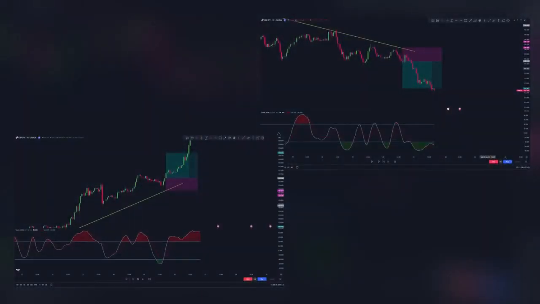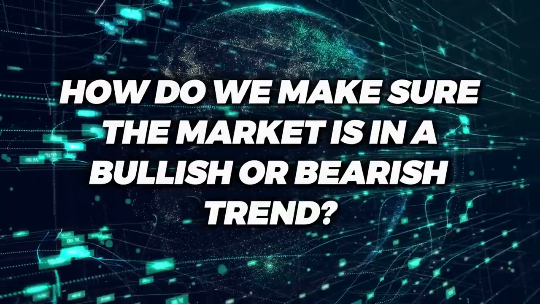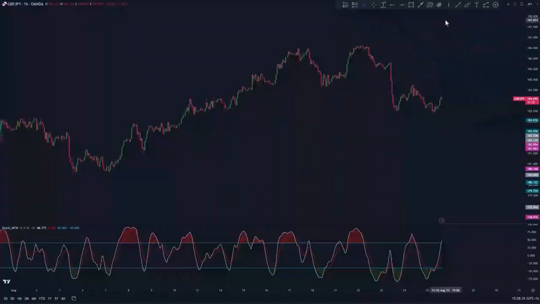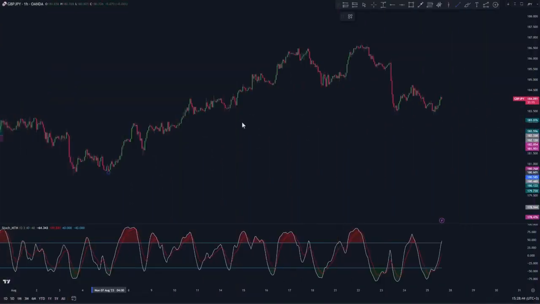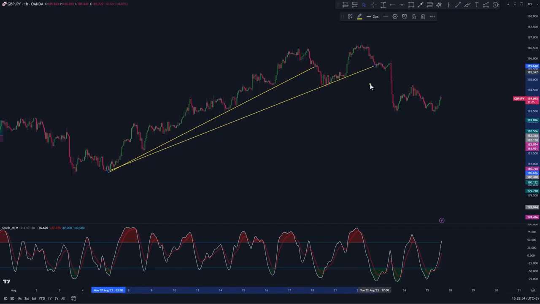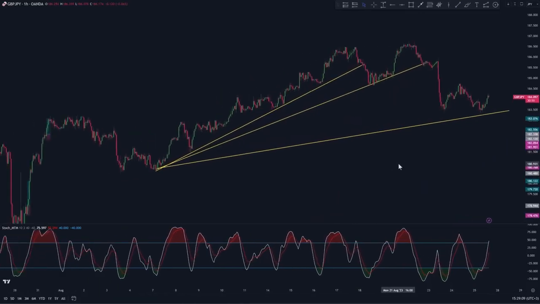Now, looking at these two trade examples, you will notice that they were both taken following the direction of the overall trend. How do you make sure that the market is in a bullish trend or in a bearish trend? Well, for starters, you could draw a trend line, like this, or like this, or like this. Now, as you can see, drawing trend lines can be super subjective.